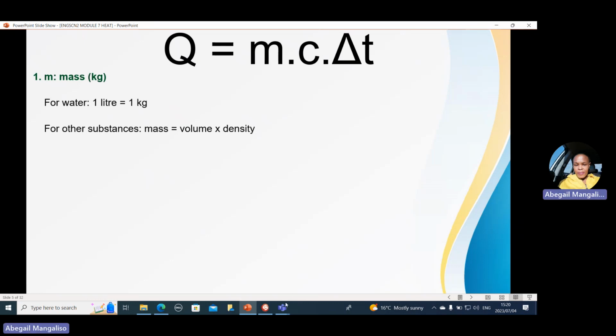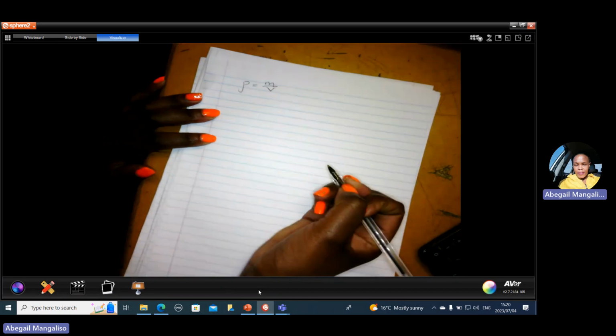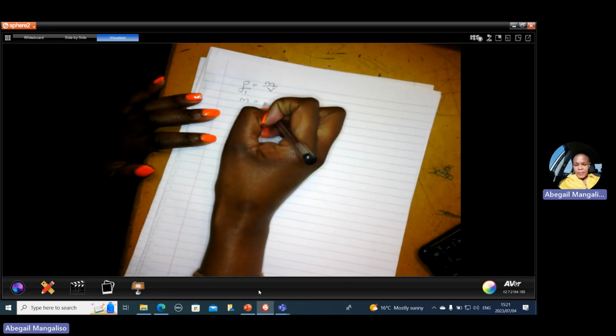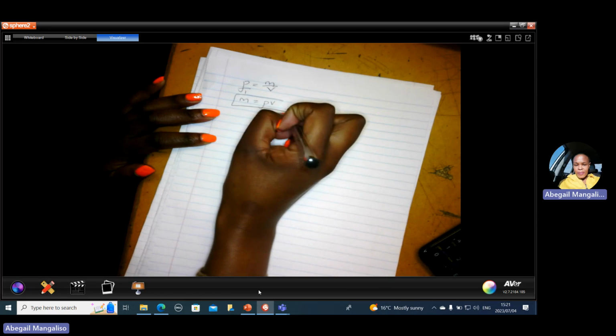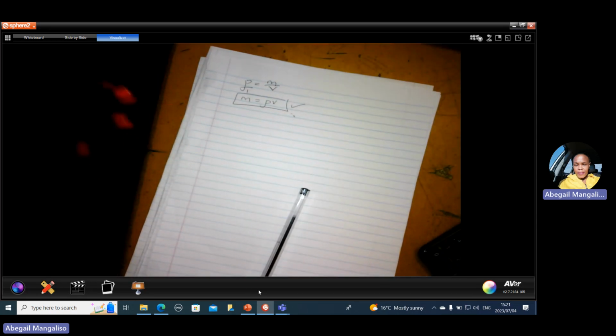To calculate the mass of that oil, we use the formula. Density is given as the mass over volume. So when you make M the subject of this formula, you cross multiply, M will be equal to density multiplied by volume. So you use this formula for other substances. For water it is 1:1.